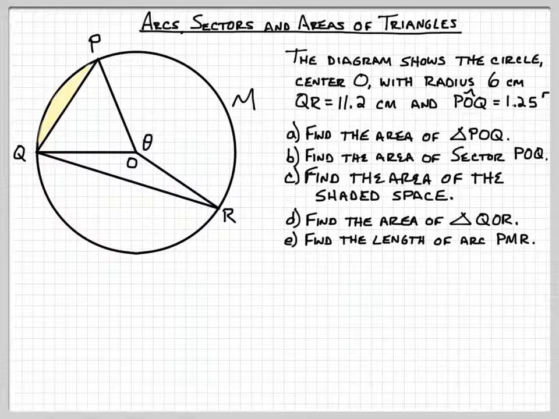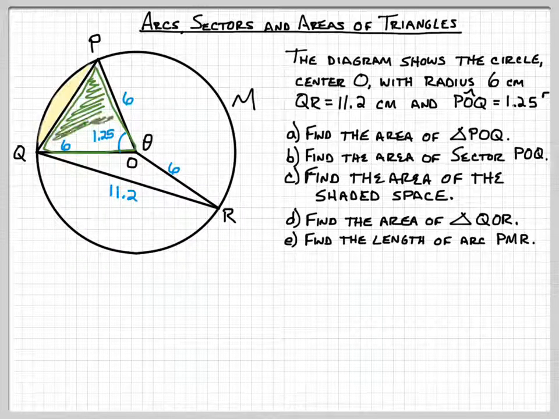So we have our circle with the center at O, radius of 6 centimeters, QR is 11.2 centimeters, and the angle POQ is 1.25 radians. We've got 3 measures of our radius going from O out to the circle, and those are all going to be 6. So we're going to start by finding the area of triangle POQ.